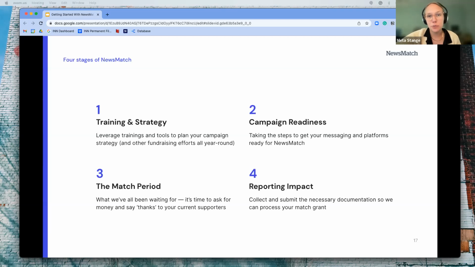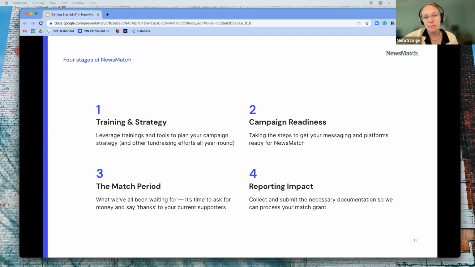So the first stage, which we're in right now, is training and strategy. Our team is putting together trainings and tools to help you develop your campaign strategy, as well as help you see how this strategy might play into things that you should be considering all year long. So what you learn through these trainings, we hope that you're able to apply to a spring fundraiser or a fundraiser that launches in September.